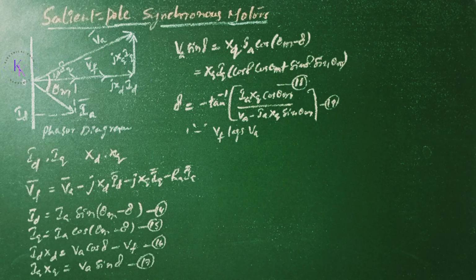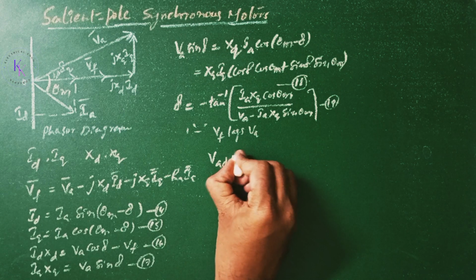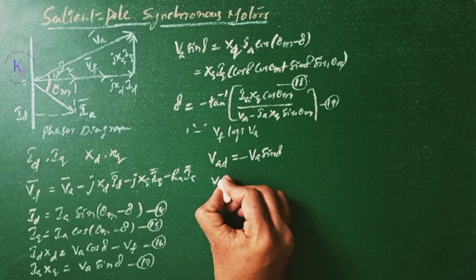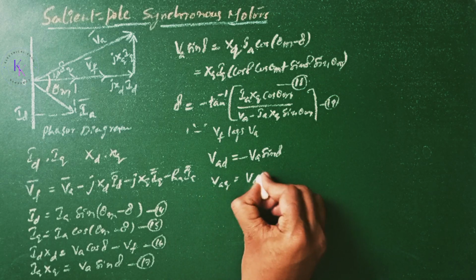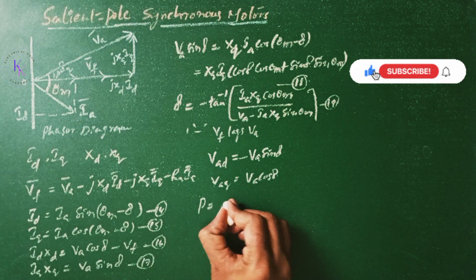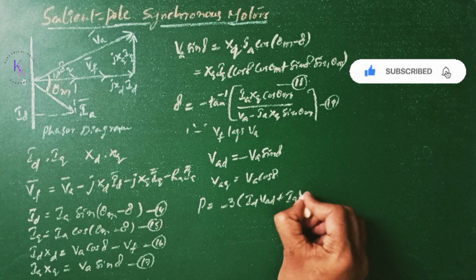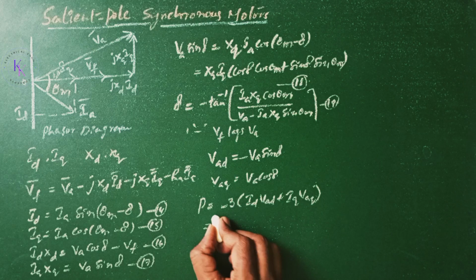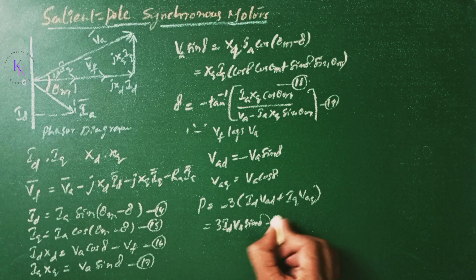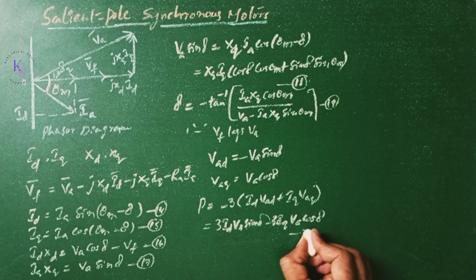If the terminal voltage is resolved into d axis and q axis, then Vad equals minus Va sin δ and Vaq equals Va cos δ. Now the input power will become P equals 3 (Id Vad plus Iq Vaq), that equals minus 3 Id Va sin δ plus 3 Iq Va cos δ. Let it be equation number 20.